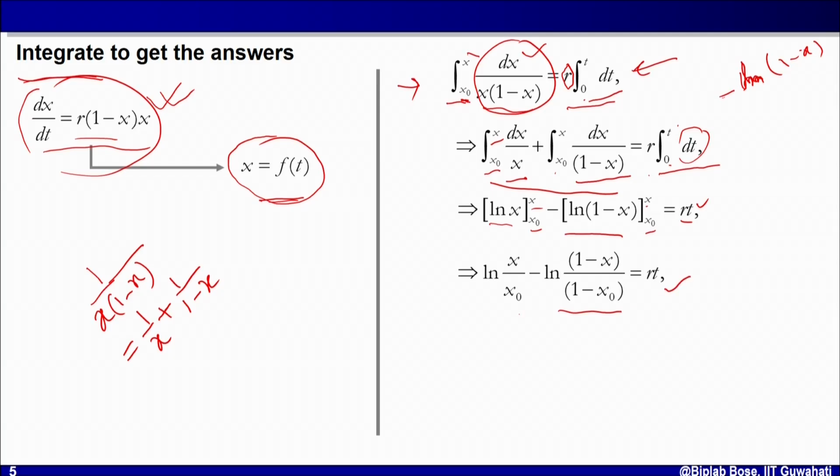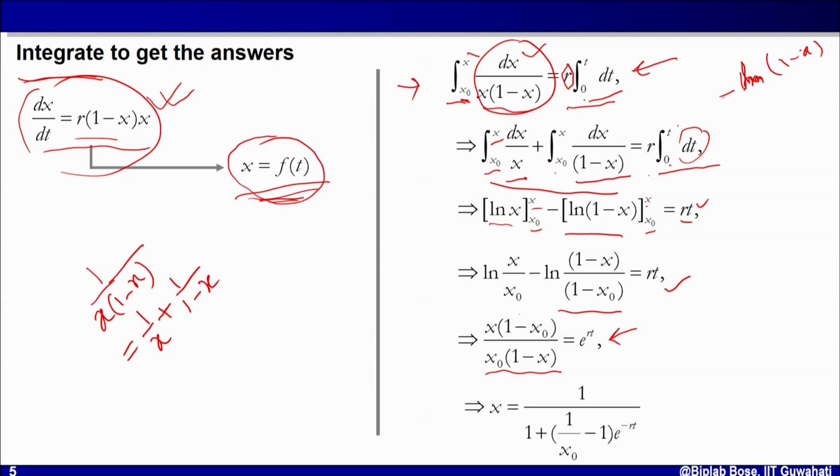These terms can be rearranged further, and we can take the ln to the other side. So we get x into (1 minus x naught) by x naught into (1 minus x) is equal to e to the power rt. Remember, I want to get x as a function of time. So I want to keep x on one side of the equal sign and the rest on the other side. So I did an algebraic rearrangement of the whole thing here. From this I get x equal to 1 by (1 plus (1 by x naught minus 1) into e to the power minus rt). Remember, that's what I wanted.